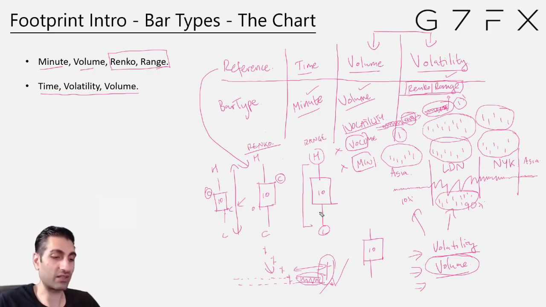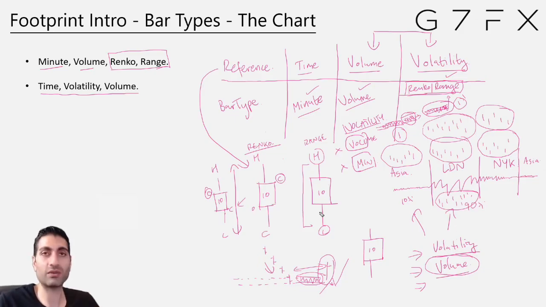But honestly, guys, the best way to do it is play around with the settings. I'm going to show you how to do all the settings, and you can play around with it and see the differences for yourself. I would say focus on the references, obviously being time, volume, volatility, which is essentially all there is. But in terms of bar types that fall under those categories, there's loads.